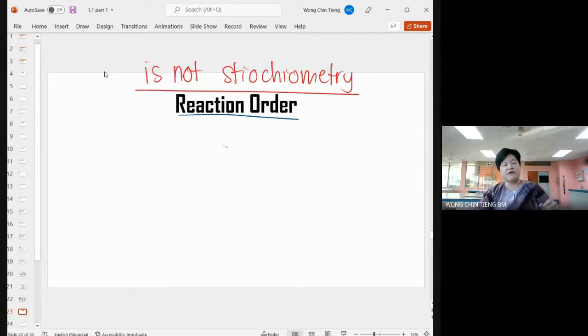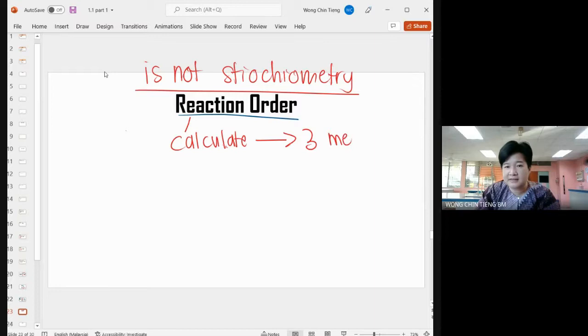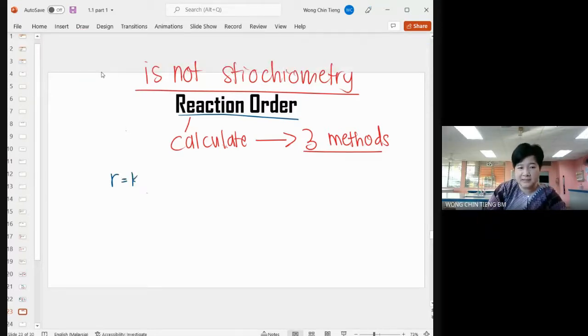So, if reaction order is not stoichiometry, how can we find reaction order? Sayang, you need to calculate. Kita akan belajar benda ni minggu depan. So, saya tak nak masuk dulu. Kita ada 3 methods to calculate reaction order. Okay? So, the only way that we can find reaction order is to calculate. Ada 3 cara kita akan kira. Untuk hari ini, reaction order tak ada apa. Saya just nak kamu boleh baca sahaja.